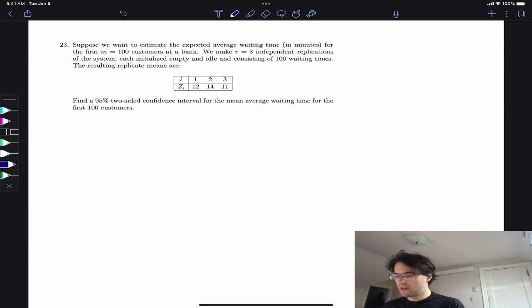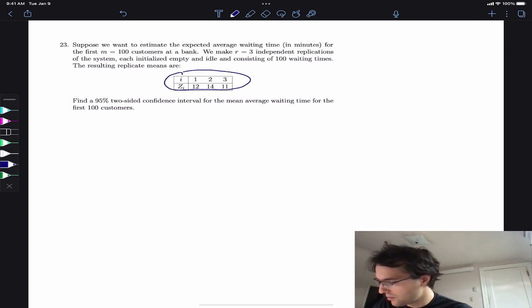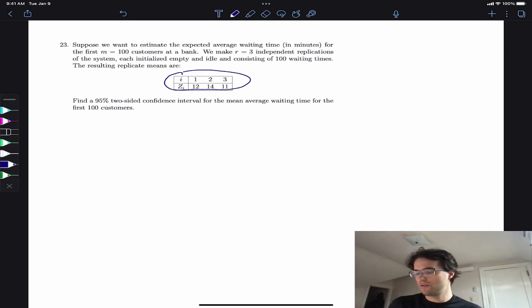Question 23. Suppose we want to estimate the expected average waiting time in minutes for the first m equals 100 customers at a bank. We make r equals 3 independent replications of the system, each initialized empty and idle and consisting of 100 waiting times. The resulting replicate means are given in this table. Find a 95% two-sided confidence interval for the mean average waiting time for the first 100 customers.